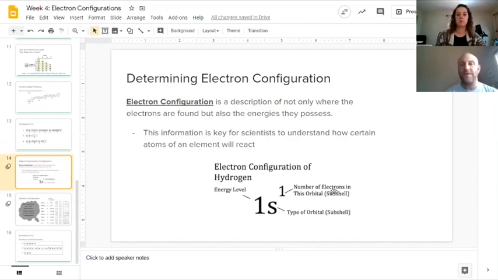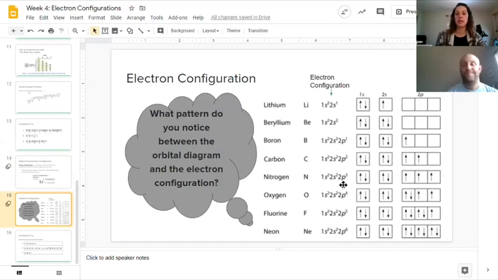Okay, and then configuration, its actual definition is just going to be not only about where the probability of the electron being found is, but also the energy that the electron particularly possesses. And comparing those electron configurations to the orbital diagrams before, you'll notice they have almost all the same information. The orbital diagram actually gives you a little bit more information because it tells you the direction of the spin and which particular orbitals the electrons are in.